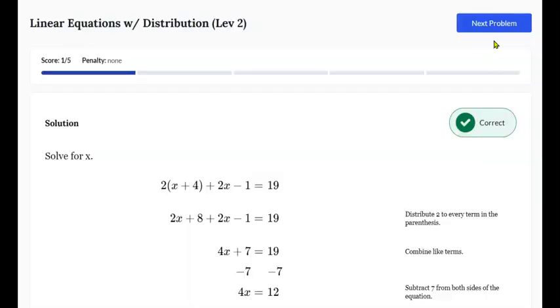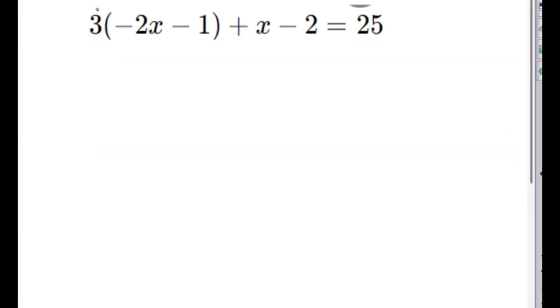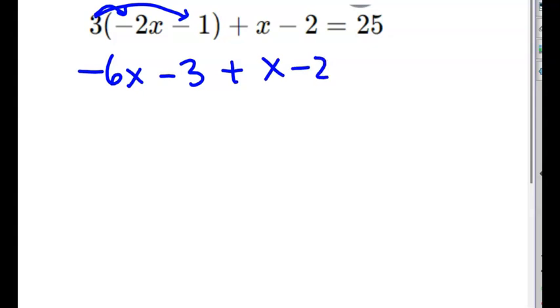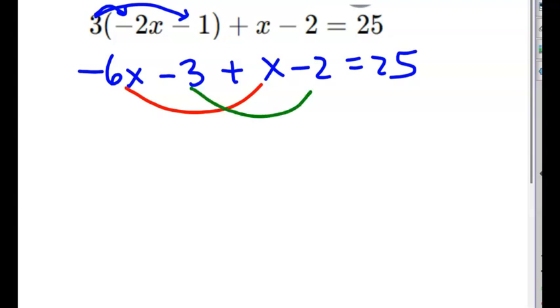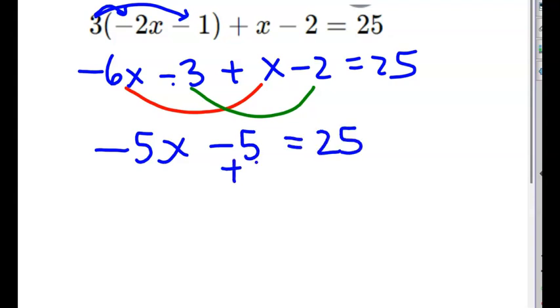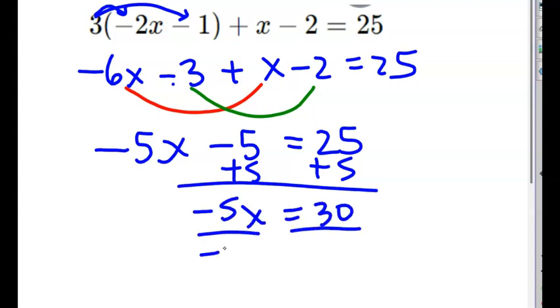Let's try this one more time. Multiplying the coefficient times everything inside the parentheses and paying very close attention to the signs. Once that's done, combine the variables together, combine the constants together, and watch your signs. Negative 6x's plus 1x. Negative 3 minus 2. Right? Be careful that you are paying attention to those signs. Add 5 to both sides. Divide both sides by the coefficient of negative 5 and get your final answer.